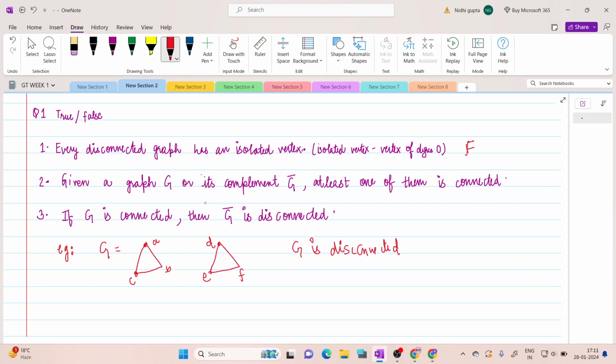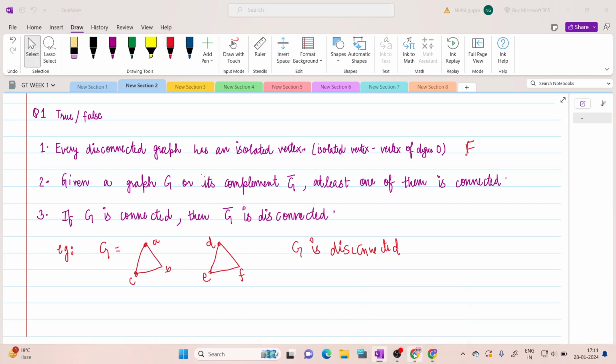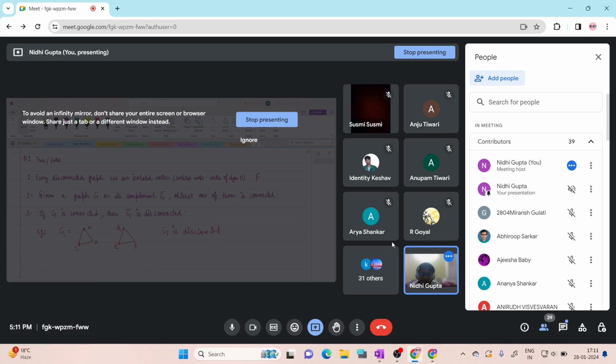What about the second statement? Is it true or false that given a graph G or its complement G bar, at least one of them is connected? It is true. Okay, somebody said false. So why is it false according to you? It is true, ma'am. So is everyone convinced that it is true?